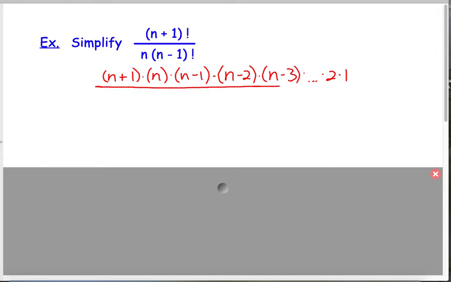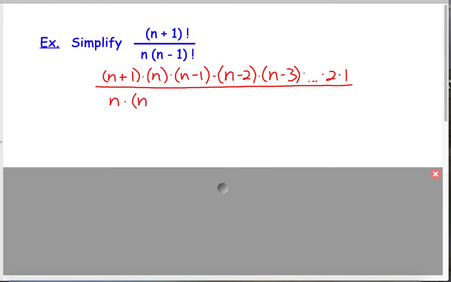Now in the denominator, the n doesn't have a factorial after it. You can't take this factorial and distribute it like a number. So the factorial only applies to the quantity n minus 1. So let's start with the n. So we have n, and now times n minus 1 factorial.